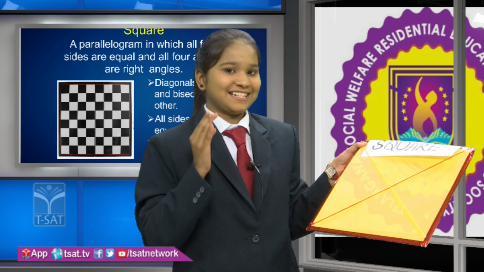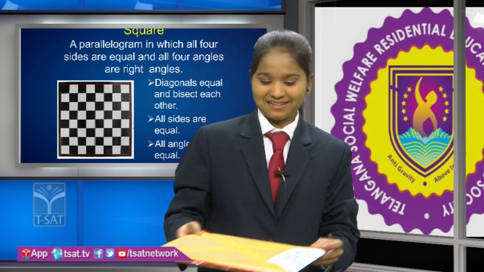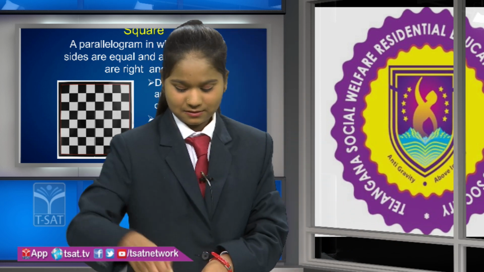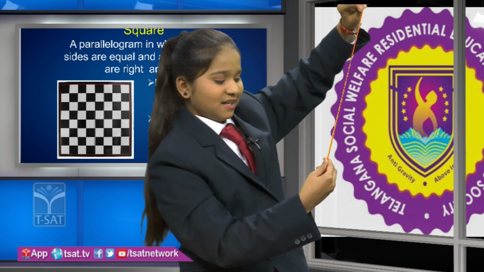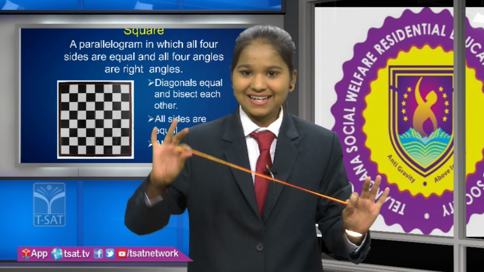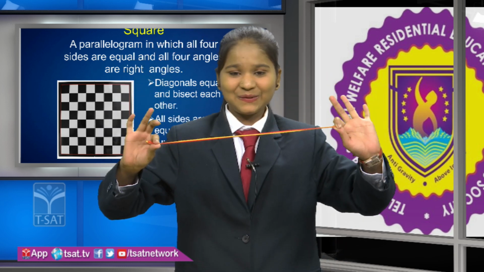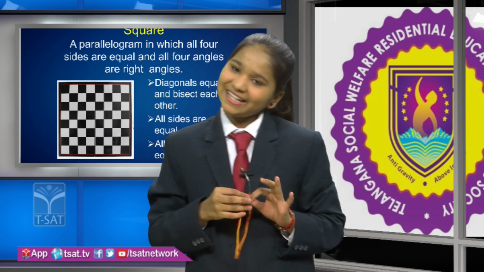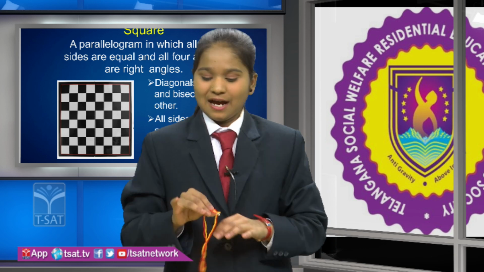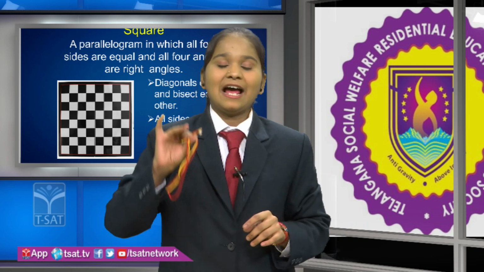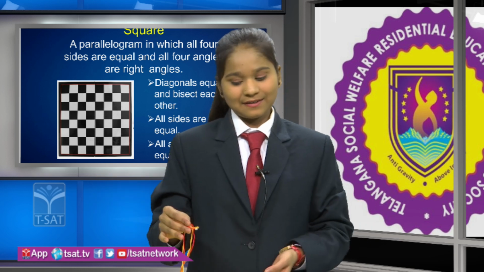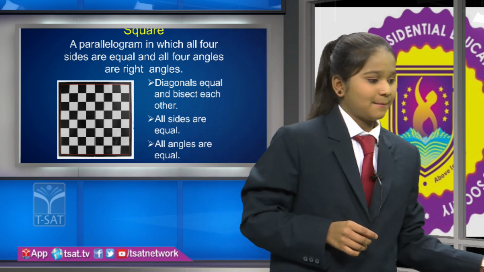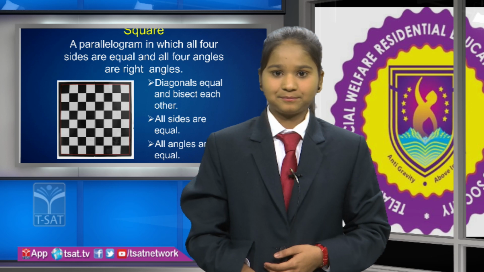Let us measure the diagonals in a square. Here in a square, diagonal 1 and diagonal 2 are equal. So we can say that in a square, all four sides are equal, the diagonals bisect each other and the diagonals are equal. Let us see some examples for the square.